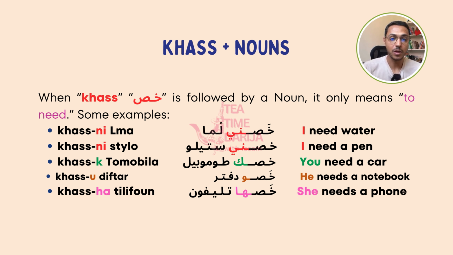خاصني ستيلو, I need a pen. خاصك طموبيلة, you need a car. خاصو دفتر, he needs a notebook. خاصها تليفون, she needs a phone. Okay? So we said خاص plus a noun, the meaning is always need. Cannot mean anything else but to express the need to or for something.